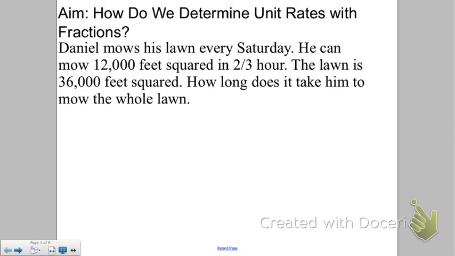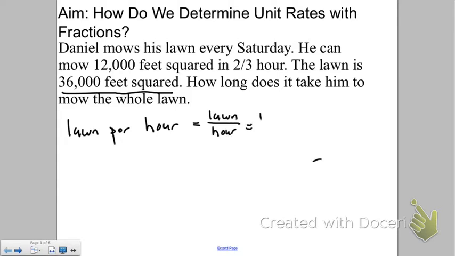If I need to know how long to mow 36,000 feet squared, I need to find out how much lawn he can mow per hour. So the lawn per hour is equal to the lawn divided by the number of hours. They tell us that he can mow 12,000 feet squared in 2/3 of an hour. If I wanted to do this multiplication, 12,000 times 3/2.